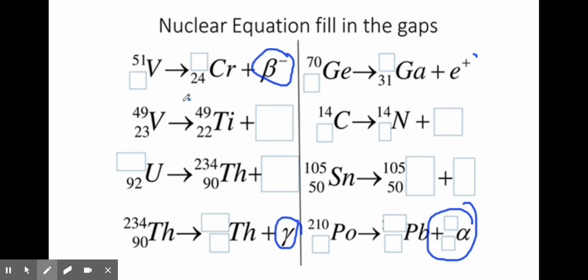Okay. When we go through beta decay, the mass number does not change. So that's telling me my mass number is going to be 51. But what we do know is the atomic number goes up by 1. So if our new atomic number is 24, then it must have started out as 23. Take a look at your periodic table. Do you see the symbol of V or vanadium as atomic number 23?